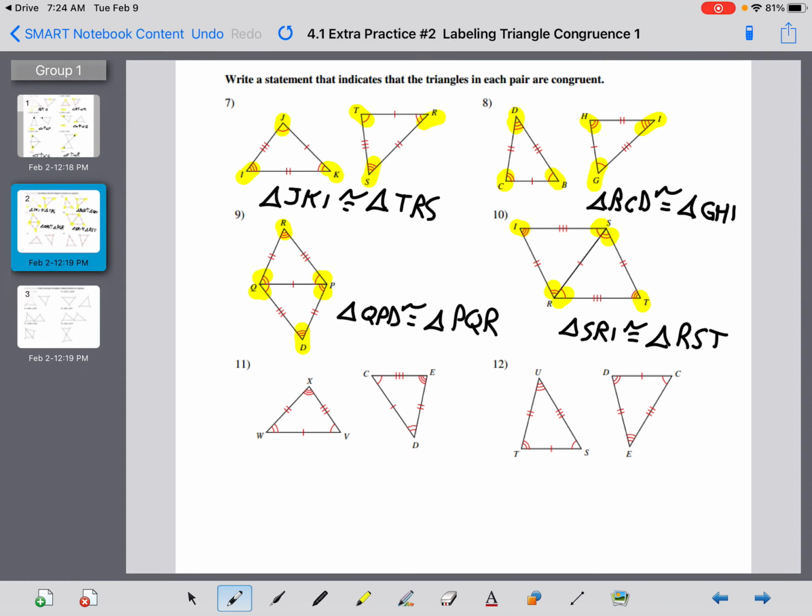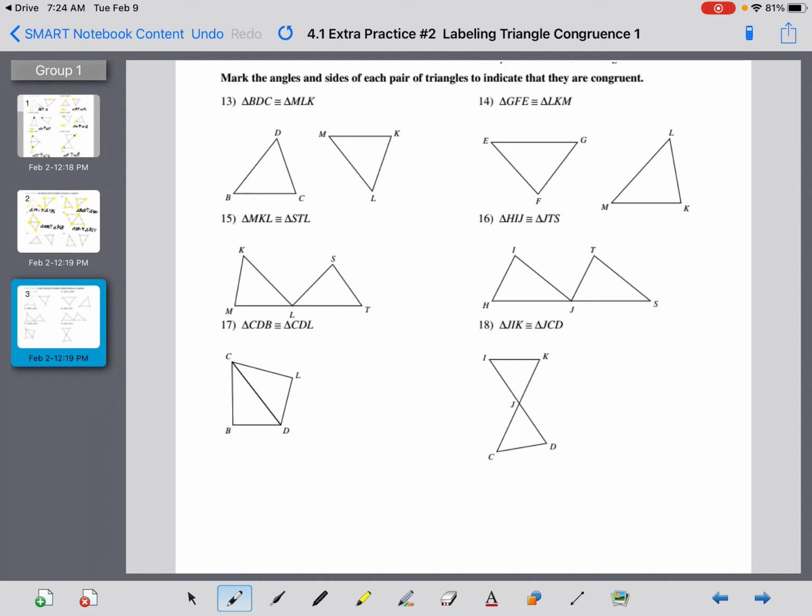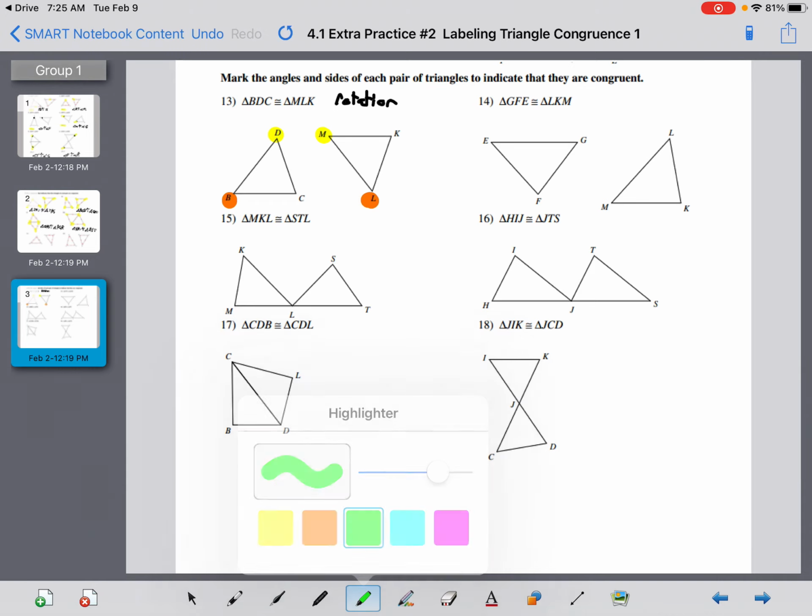Alright, why don't you try 11 and 12 on your own? And I'll show you the start to these. It says mark the angles and sides of each pair to indicate that they are congruent. Okay, well, if you see from triangle 1 to triangle 2, it's a rotation. If I turned the whole triangle a little this way, they would look the same shape, okay? So that means that D corresponds with M, B corresponds with L, and C corresponds with K.